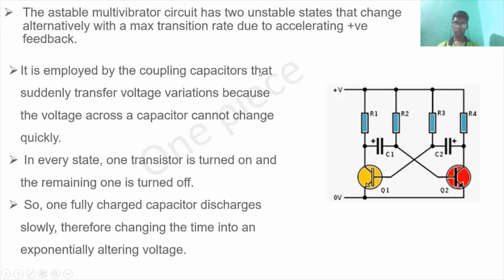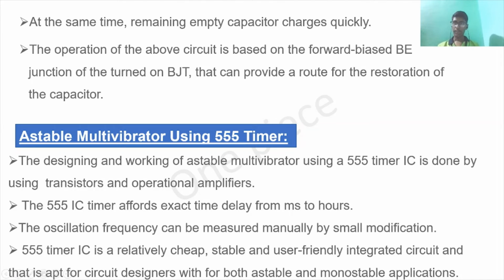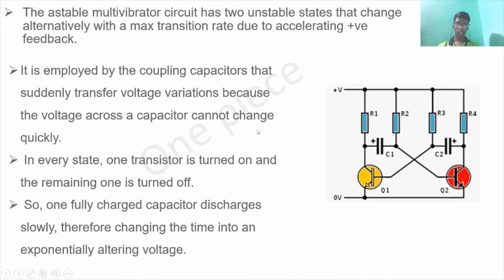So we have seen this already. Again, R1, R2, R3 are the resistors, C1 and C2 are the capacitors, and these two are the transistors. Next, at the same time, the remaining empty capacitor charges quickly. The operation of the above circuit is based on the forward bias junction of the turned on BJT that can provide a route for restoration of the capacitor. So this works on the forward bias condition.